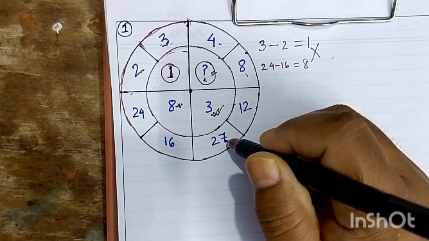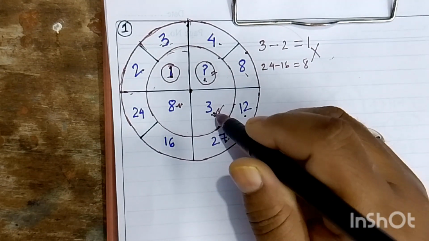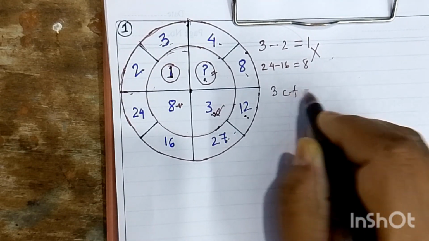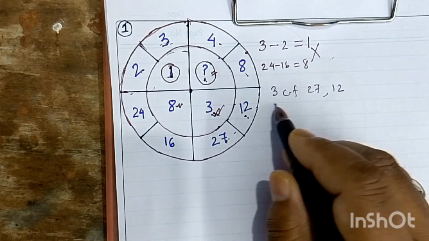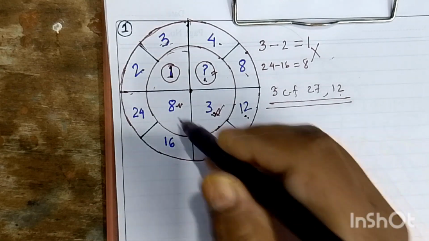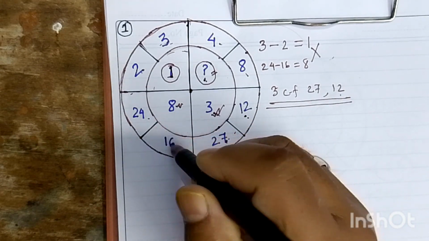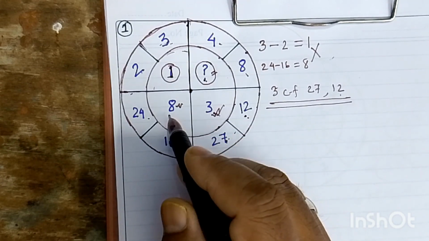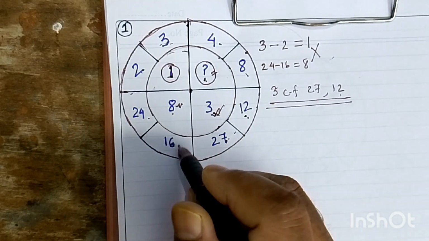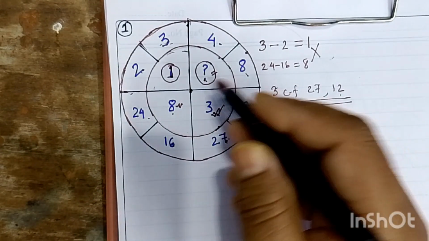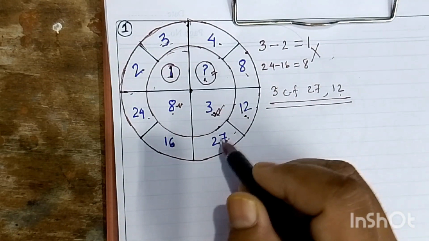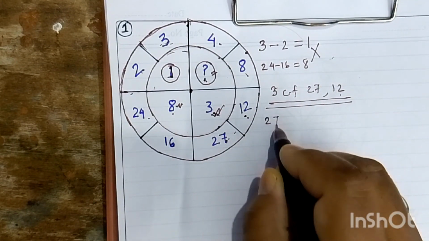3 is also a common factor of 27 and 12. So we should understand that 3 is the HCF of 27 and 12. Yes, and 24 and 16 are also divisible by 8, so 8 is the HCF of 24 and 16. Let's see, is it true? Then definitely no need to find it out. The HCF of 2 and 3 is always 1. We try to find out what is the HCF of 27 and 12.